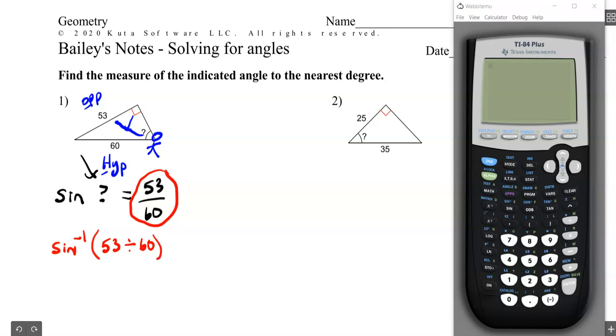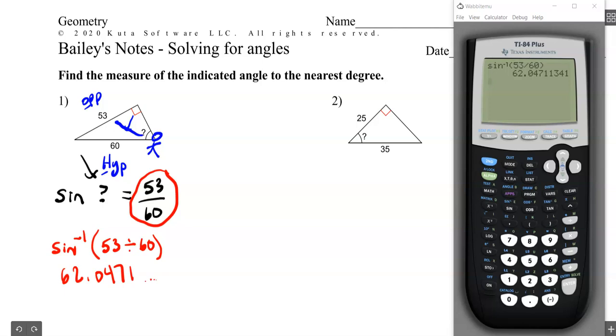And so I'm going to use a calculator over here to the right. On my calculator, I'm going to use second and then hit sine, because right above it is sine -1. So that's the inverse. And then 53 divided by 60 equals, now I get an answer of 62.0471 blah, blah, blah.